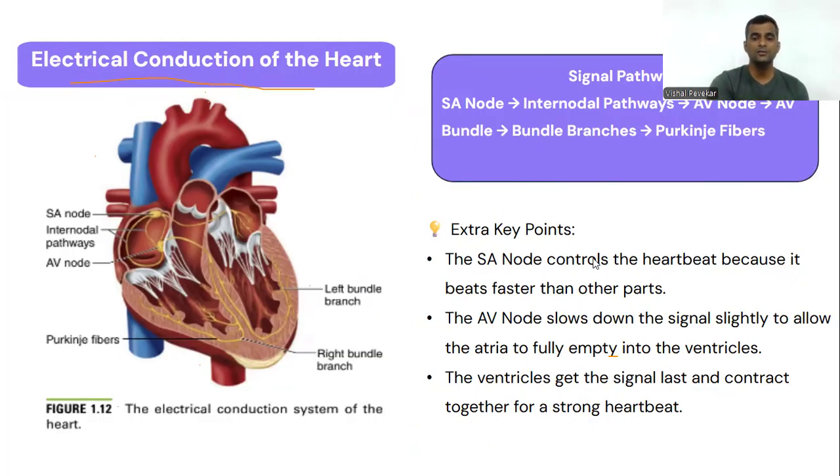From here, the bundle branches spread the signal across the ventricles with the help of the Purkinje fibers. What you need to remember is that your sinoatrial node is important because it helps you control your heartbeat. The next thing to remember is the AV node, which is important to delay the signal slightly so that it allows the atria to fully empty the blood into the ventricles. Then the ventricles receive the signal last and contract together, pushing the blood out of the heart for a strong heartbeat. This is how your cardiovascular system works along with your electrical conduction system.